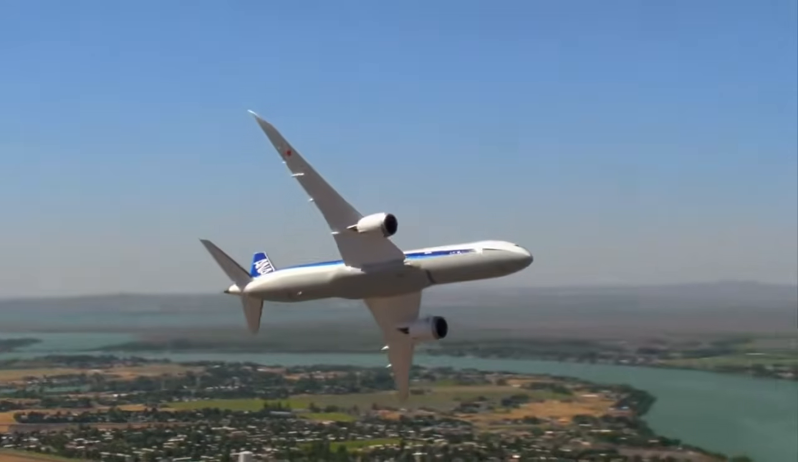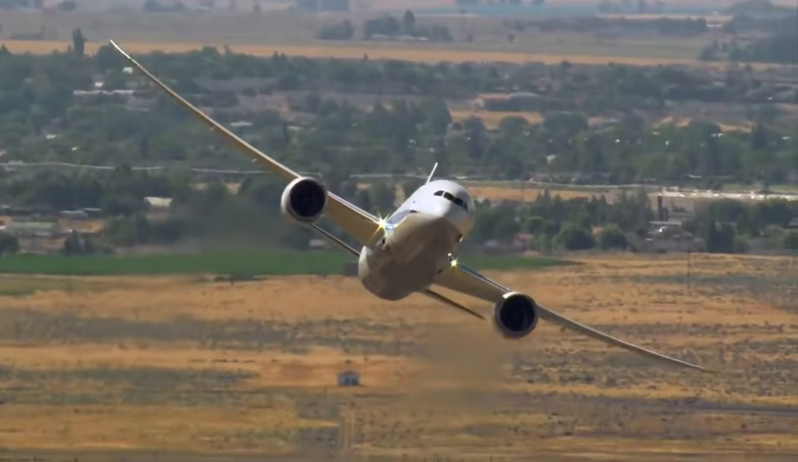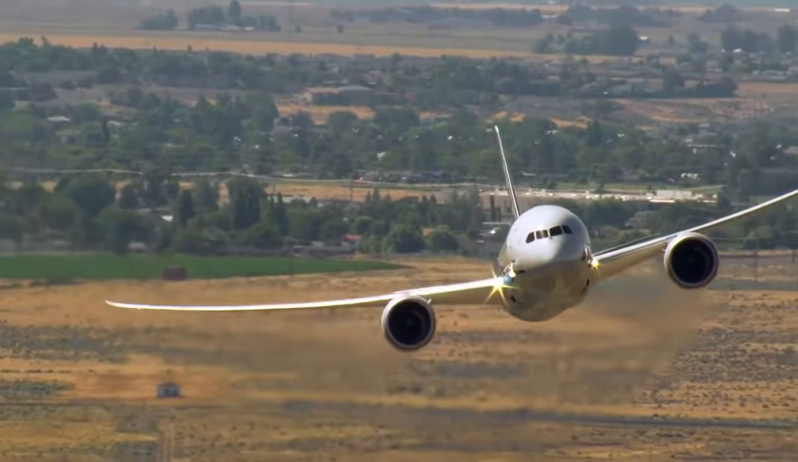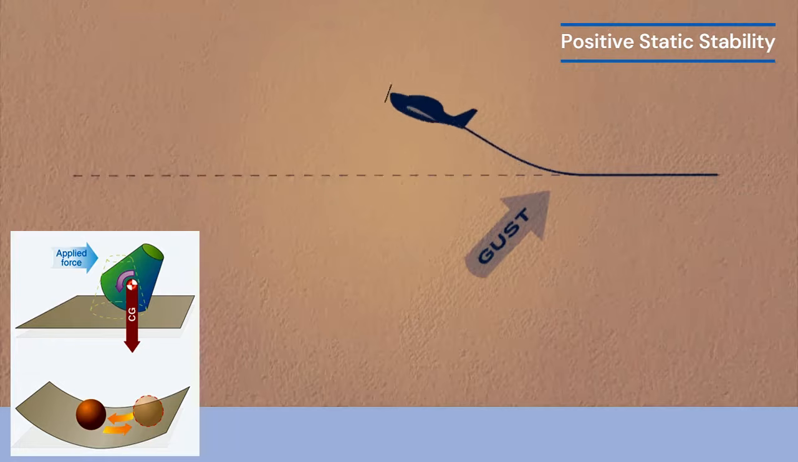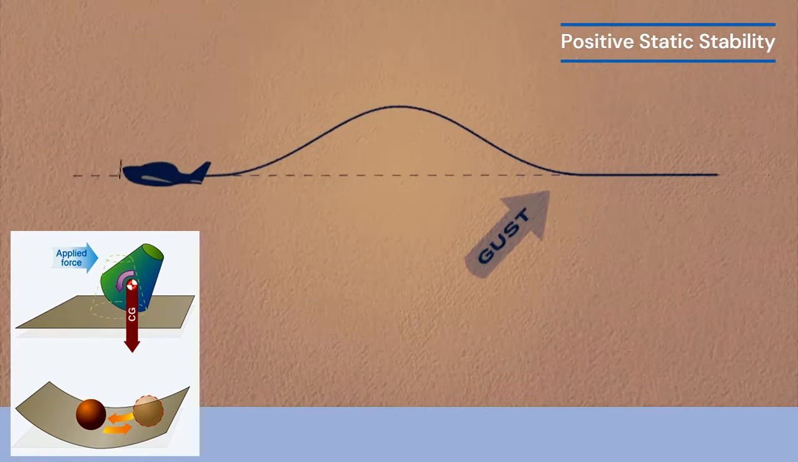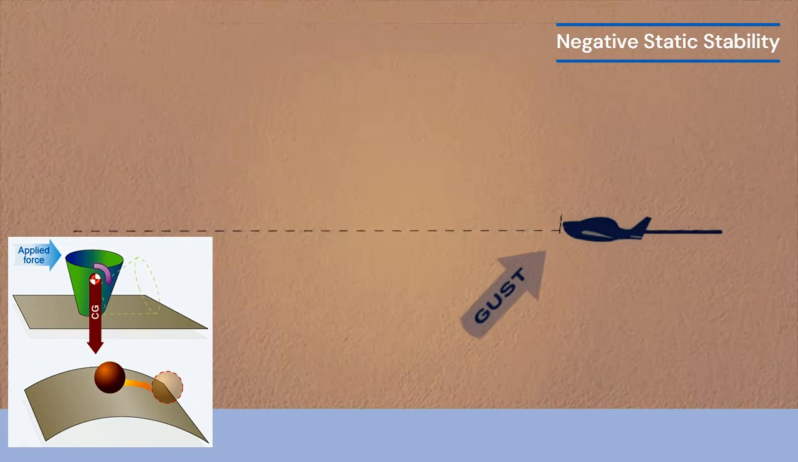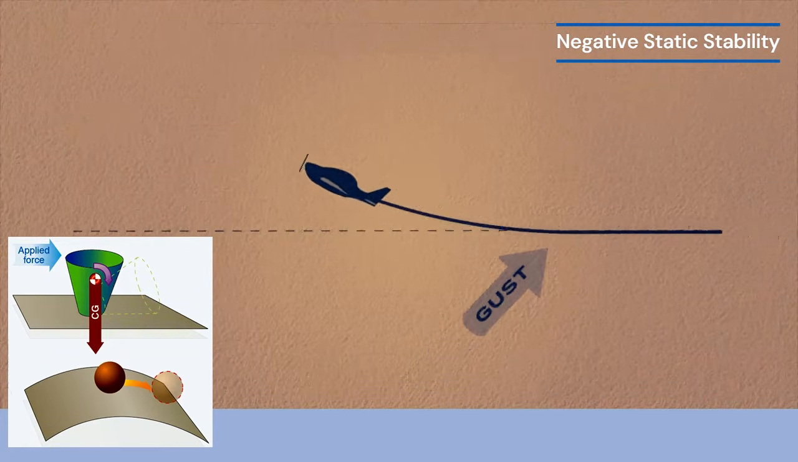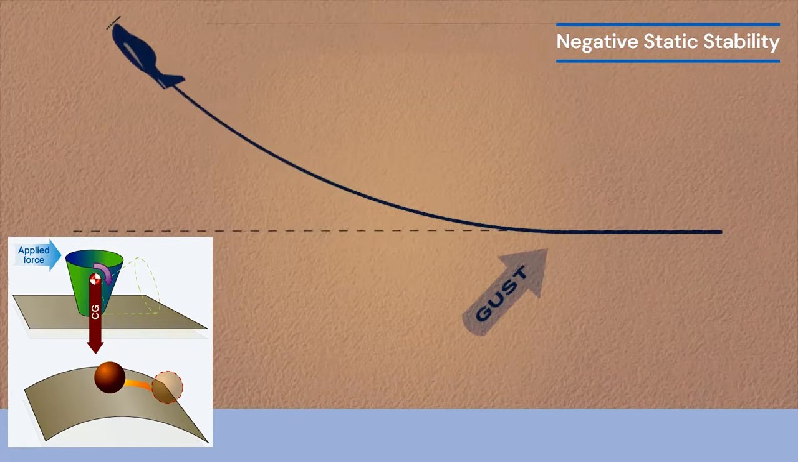The initial response that an airplane displays after its equilibrium is disrupted is referred to as its static stability. If the static stability is positive, the airplane will tend to return to its original position after the disruptive force is removed. If the static stability is negative, the airplane will continue to move away from its original position after the disruptive force is removed.